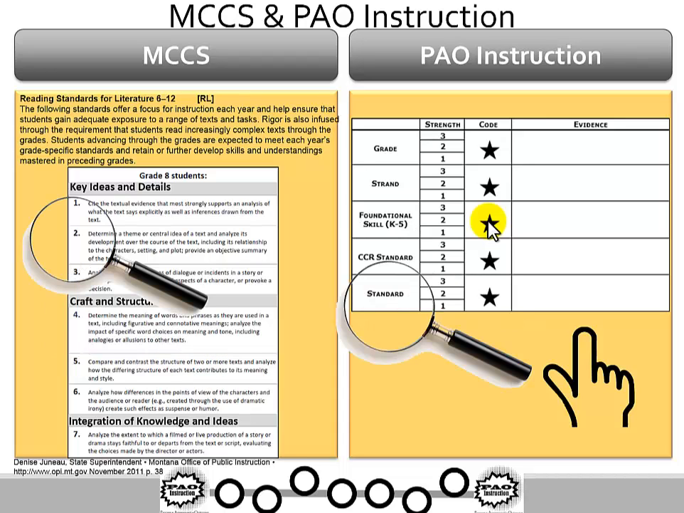Now specifically the standard being addressed, let's say we're looking at RL 8.2, then we would be looking here under the Key Ideas and Details standard, which is determine a theme or a central idea of a text and analyze its development over the course of the text, including its relationship to the character, setting, and plot. Provide an objective summary of the text.